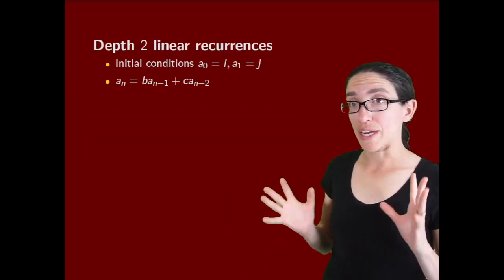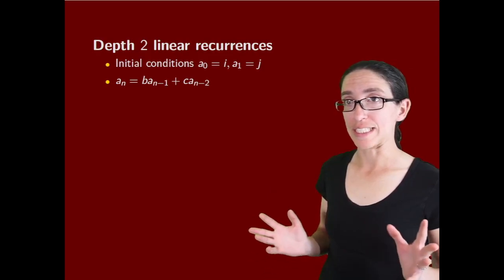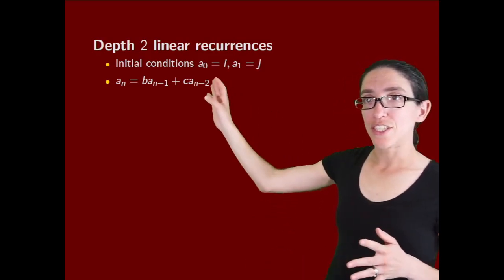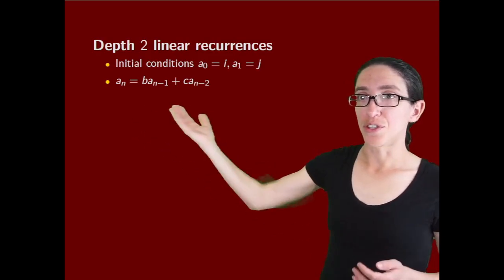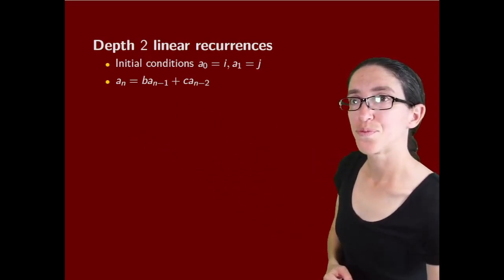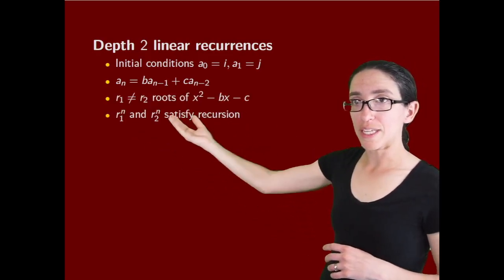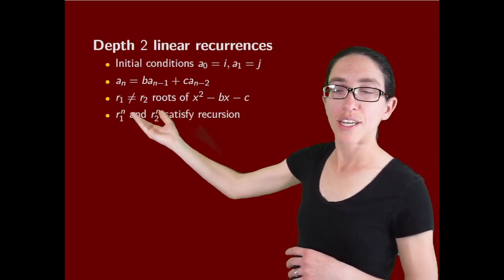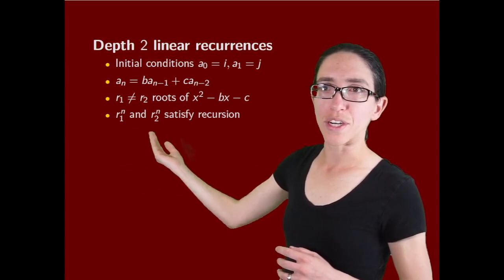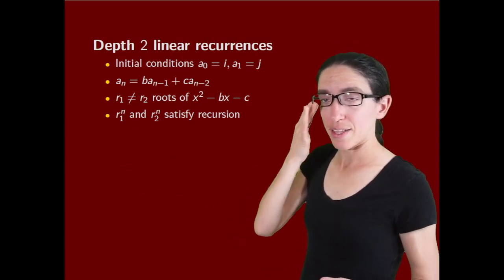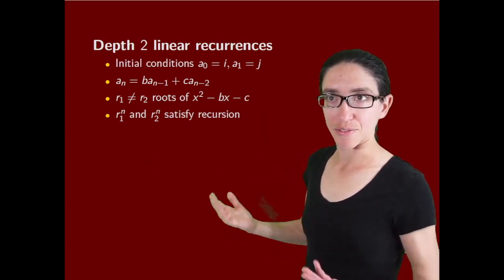So let's talk now about how to solve depth 2 linear recurrences in general. Say we have initial conditions a0 equals i and a1 equals j, and you have your recursion that's linear of depth 2. Let's consider the characteristic polynomial and say it has distinct roots first. There's actually a separate case where it has equal roots. But if you have different roots, r1 and r2, like we had with 2 and 3, then r1 to the n and r2 to the n satisfy the recursion.